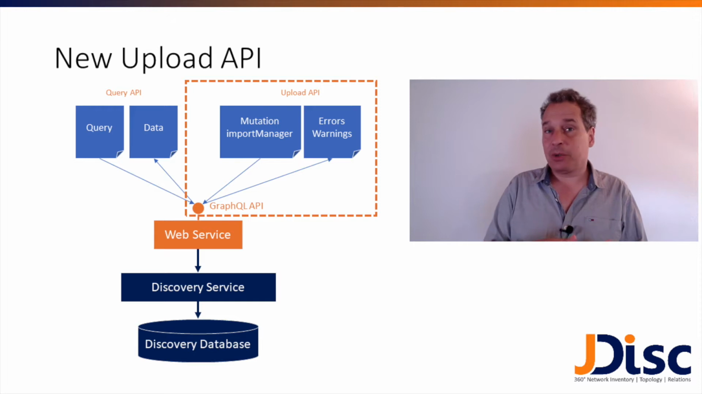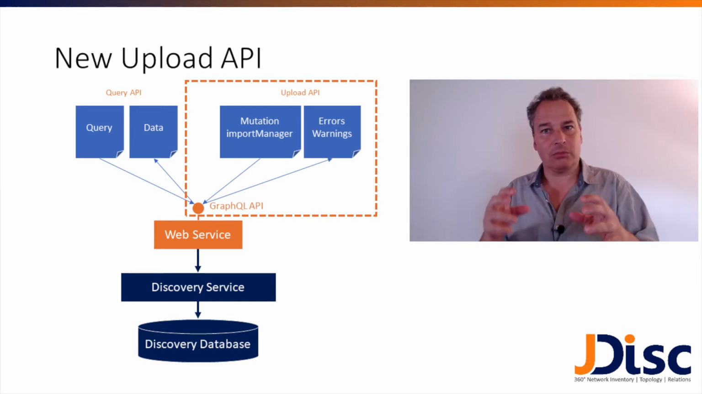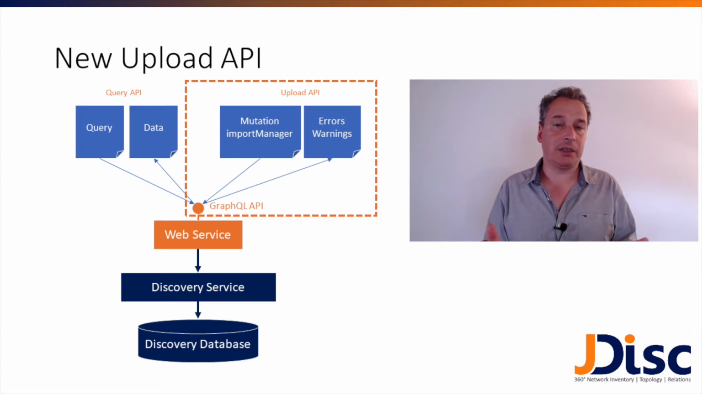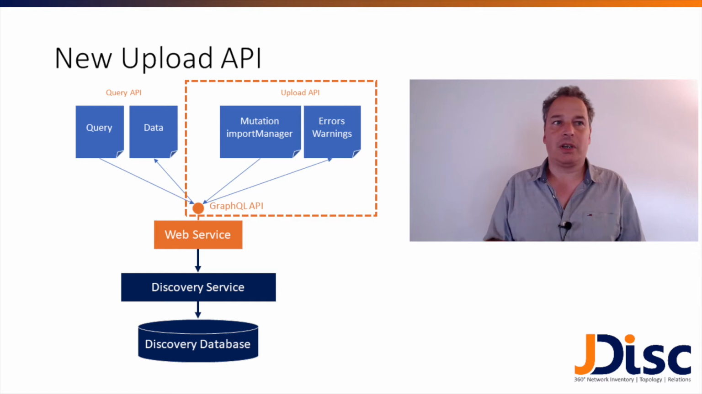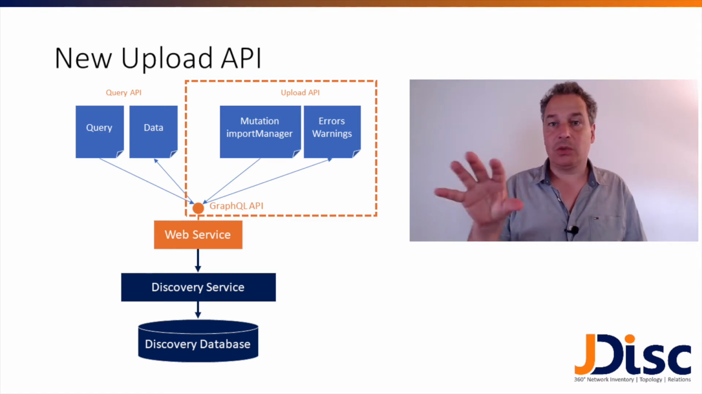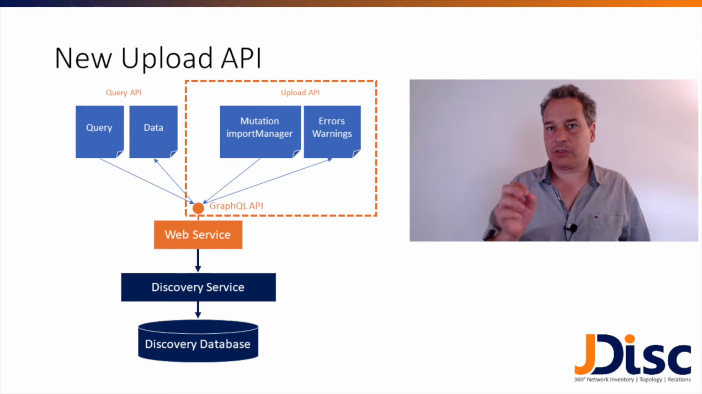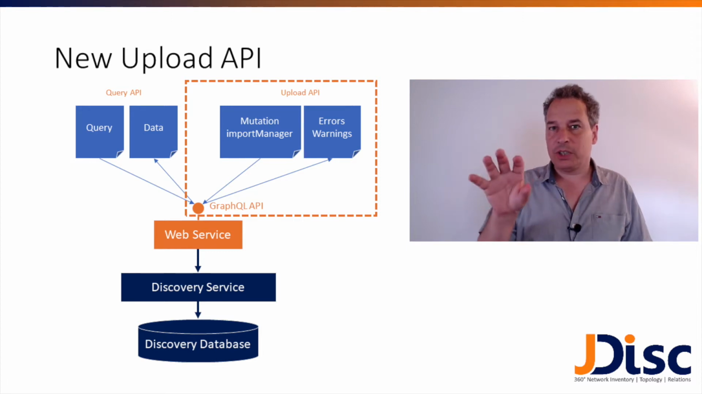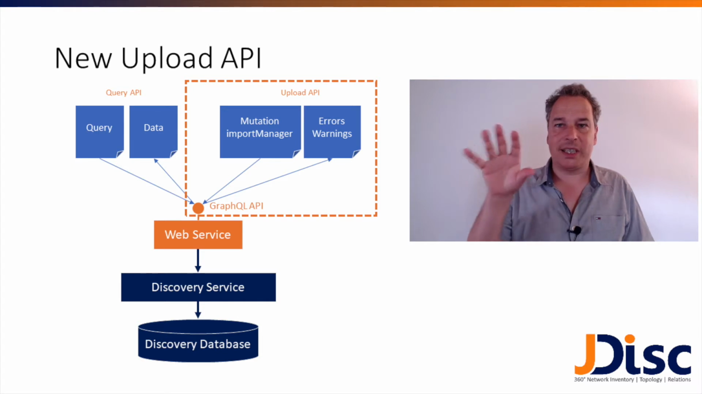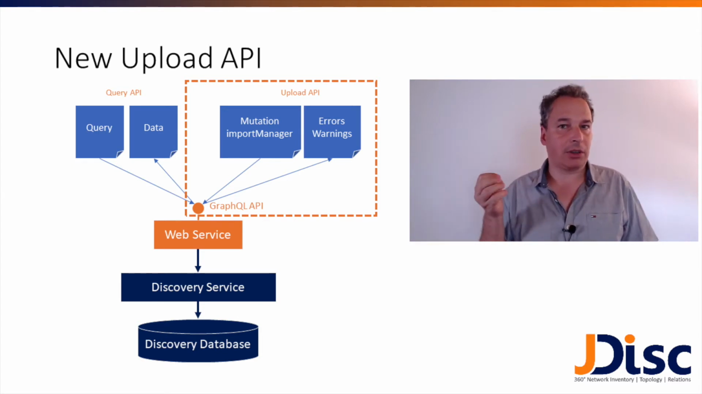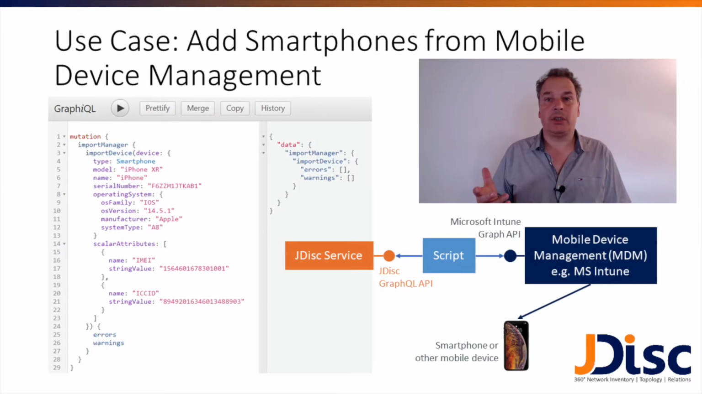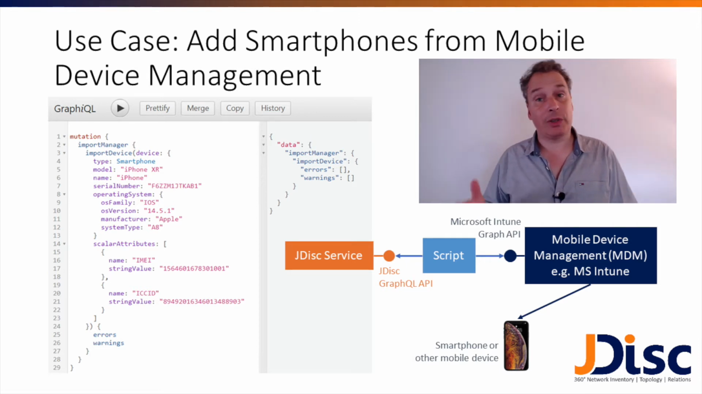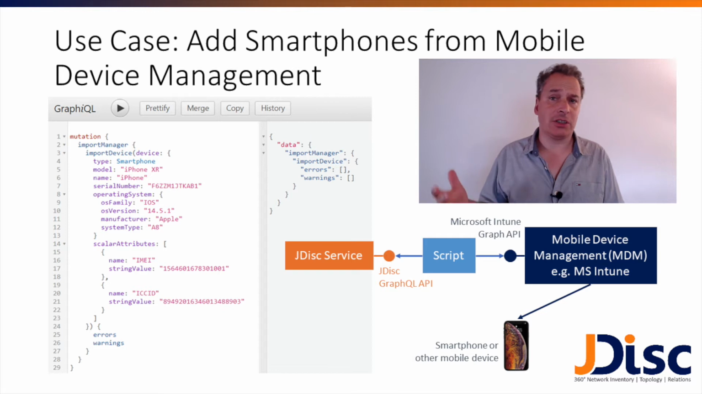Now the Upload API really is an additional mutation that you can call via the API. So it's just another API endpoint, so to speak, that we can use in order to import something into JDisc Discovery via the GraphQL API. So using the import manager mutation, we send in data and we get back an error or warning or, otherwise of course, a success. Now currently you can upload basically devices. Other objects of the JDisc object model will follow, such as application instances, applications, etc.